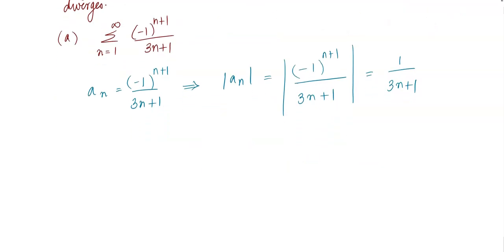So now we can use the limit comparison test. Now remember, we took the entire a_n. If you wanted, you could see it as b_n and apply the alternating series test. We can certainly try that and see if that works.